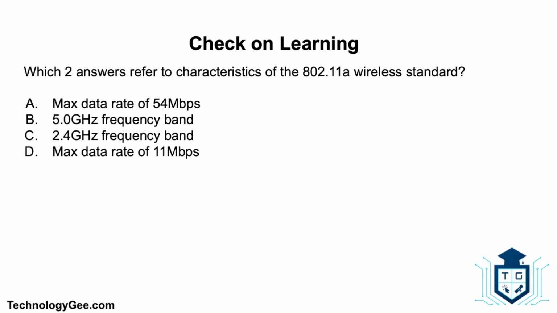So which 2 answers refer to characteristics of the 802.11a wireless standard? Would it be A, it has a maximum data rate of 54 megabits per second? B, 5 gigahertz frequency bands? C, 2.4 gigahertz frequency bands? Or D, it has a maximum data rate of 11 megabits per second? The correct answers would be it has a maximum data rate of 54 megabits per second, and it also operates on the 5 gigahertz frequency band. That is for the 802.11a wireless standard.